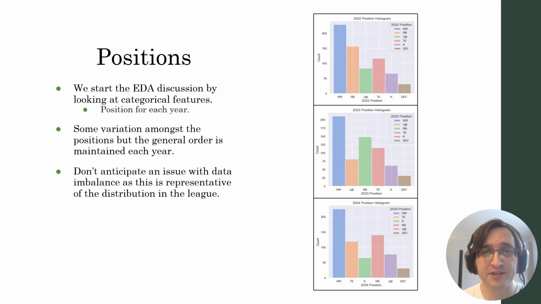We start the data discussion by looking at some of the categorical features. In particular, we look at the different positions by year here. What we see in the plots is that there's some variation amongst the positions, but the general order is maintained every year. We don't anticipate any issue with data imbalance because this is actually representative of the distribution of positions within the NFL.